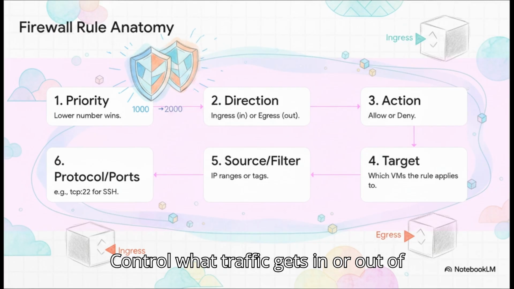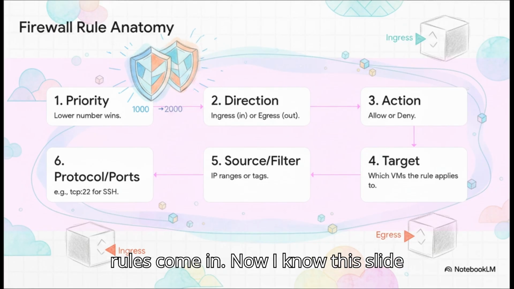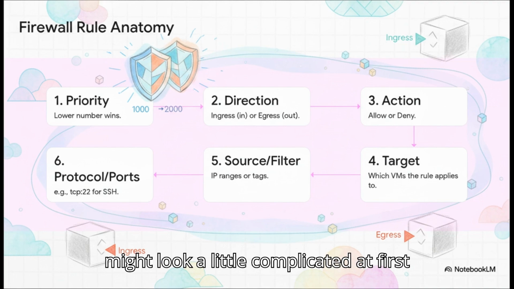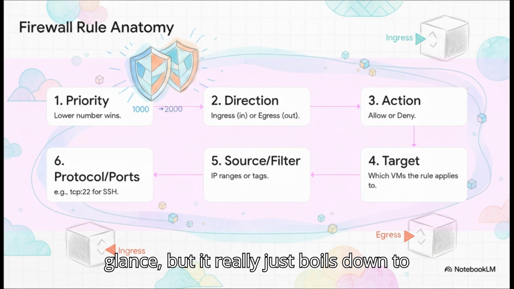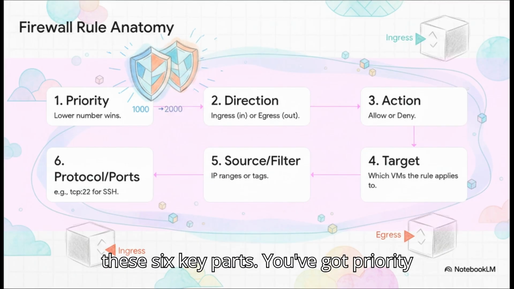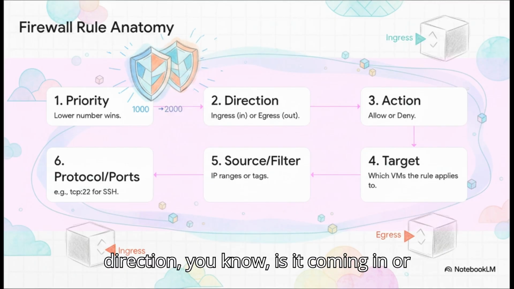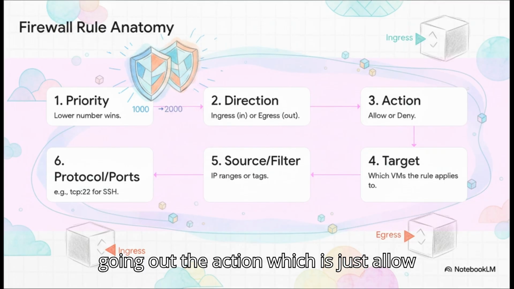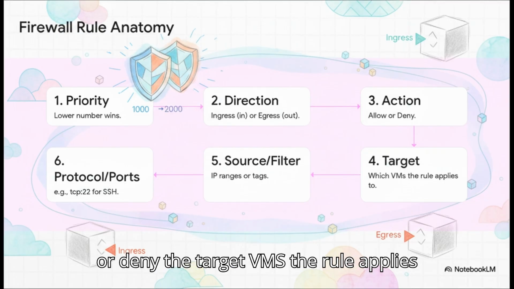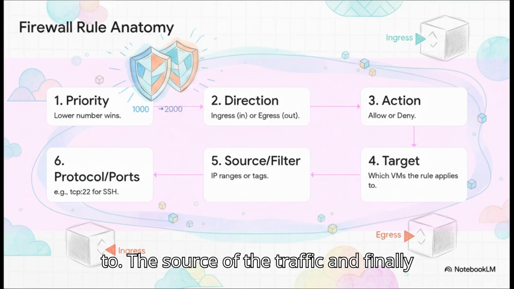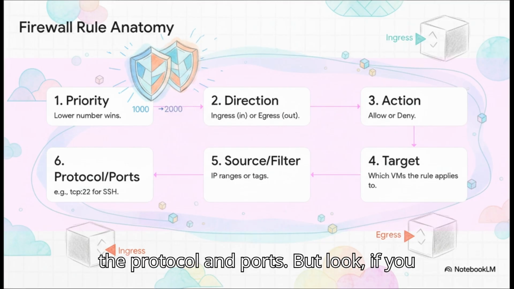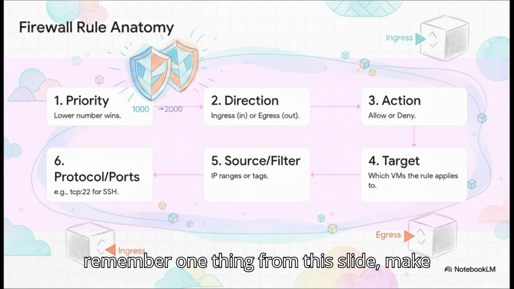So how do you control what traffic gets in or out of your VMs? Well, that's where firewall rules come in. Now, I know this slide might look a little complicated at first glance, but it really just boils down to these 6 key parts. You've got priority, direction, is it coming in or going out, the action, which is just allow or deny, the target VMs the rule applies to, the source of the traffic, and finally, the protocol and ports.